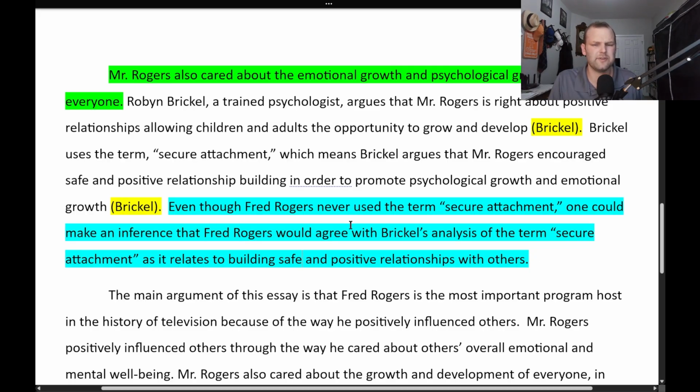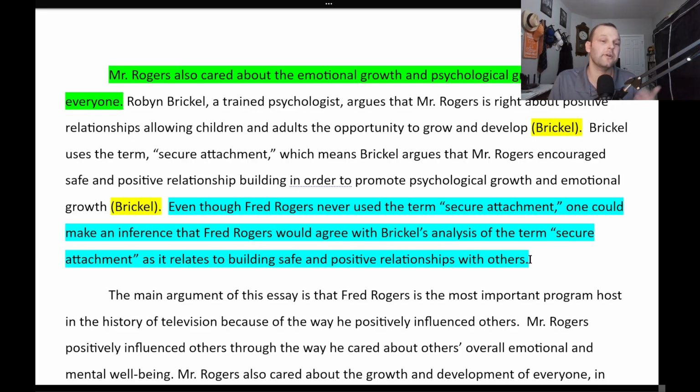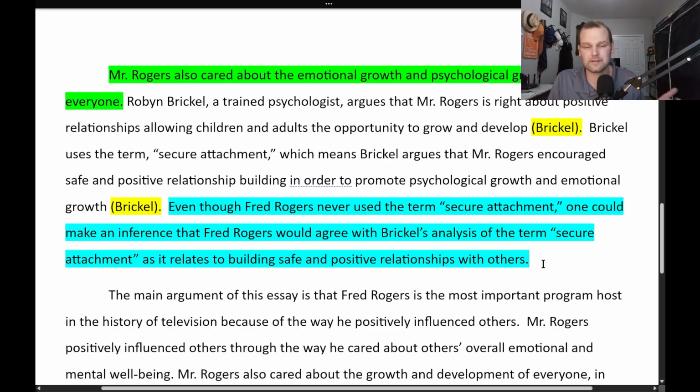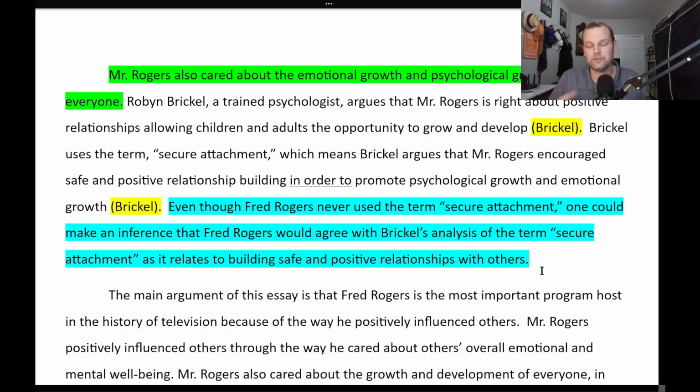Even though Fred Rogers never used the term secure attachment, one could make an inference that Fred Rogers would agree with Brickell's analysis of the term secure attachment as it relates to building safe and positive relationships with others. So, like we talked about, finish off these body paragraphs with your own ideas and your own analysis, and you can see that I don't cite Brickell at the end of my blue sentence because that's my own idea. Mr. Rogers never actually used the term secure attachment, as far as I can remember and as far as I could research, but we could make an inference, we could make an educated guess that Fred Rogers would agree with Brickell that secure attachment is extremely important.